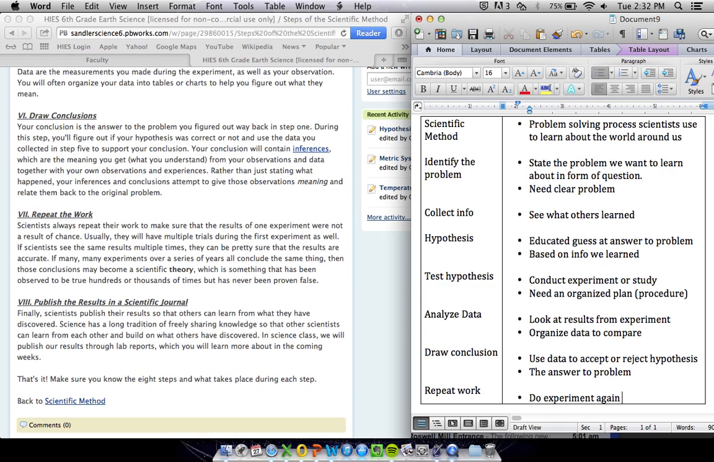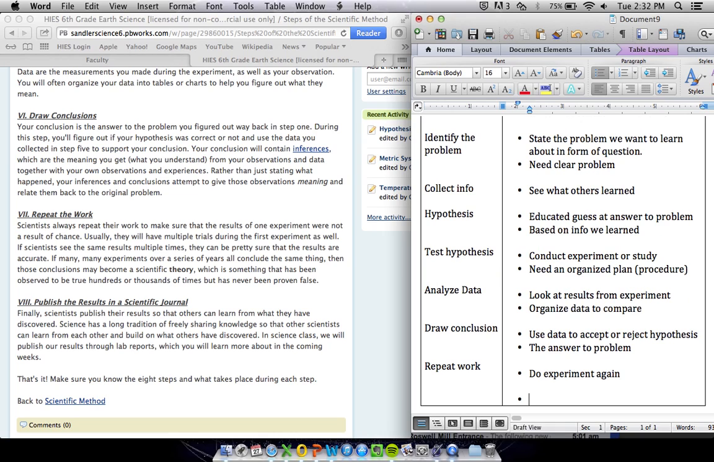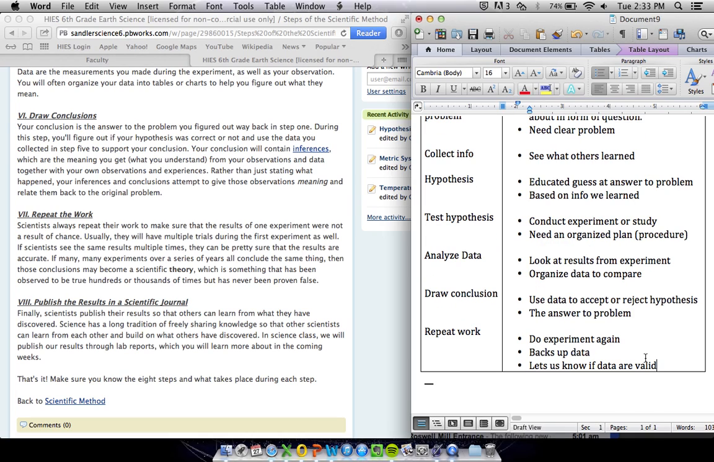What this does is it backs up our data. If we see the same thing multiple times, we can be pretty sure our results are accurate. If we get stuff all over the place, maybe that means our experiment isn't working. Maybe we need to go back to this step and design a better experiment to show what we really need to show. So by repeating the work, this lets us know if our data are valid. Data is actually a plural word, so it's data are. So it lets us know if our data are valid, and correct.